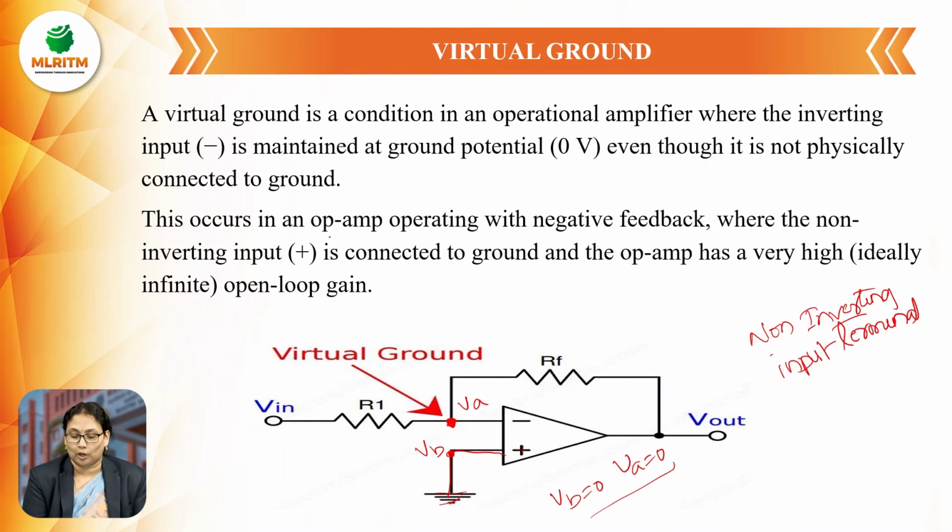This occurs in an operational amplifier operating with negative feedback, where the non-inverting input is connected to the ground and the op-amp has very high open loop gain. This is called the virtual ground concept. Without directly connecting to the ground, when the other terminal is connected to the ground, automatically this value becomes 0. Here VA is equal to VB is equal to 0. This is called a virtual ground.